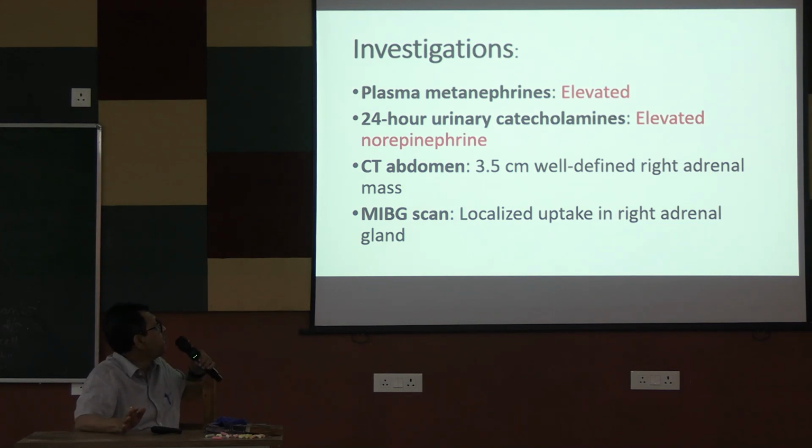Third and the most important investigation is the CT abdomen. There is a 3.5 centimeter well-defined right adrenal mass. I will show you the picture later on. So CT abdomen will show a 3.5 centimeter well-defined right adrenal mass. An MIBG scan is a radionuclide scan with uptake particularly in the presence of chromaffin cells, proving that it is a tumor arising from the medulla. So these are the investigations needed for establishing the diagnosis of Pheochromocytoma.